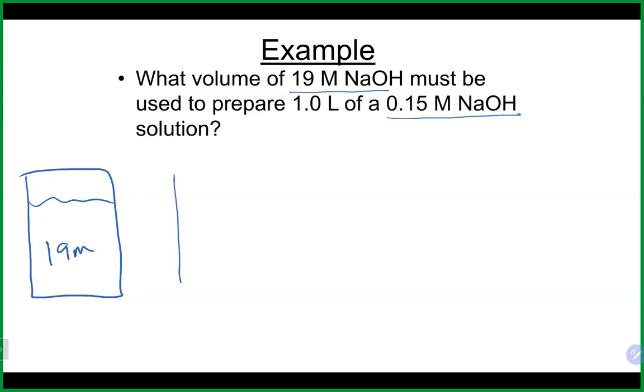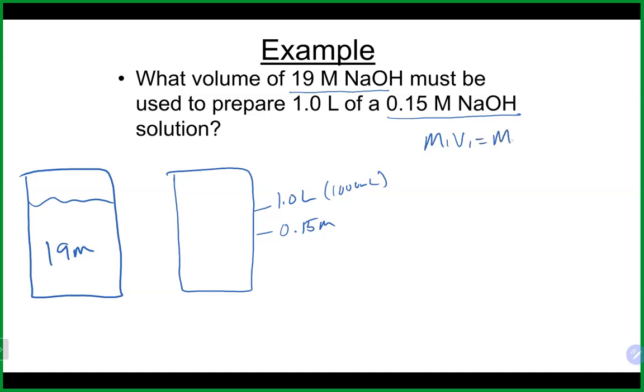And we want to make a new solution that has a total volume of 1 liter, or 1,000 milliliters, and has a molarity of 0.15 molar. So we could use our dilution equation to help us figure that out. M1V1 equals M2V2. It doesn't really matter which one you label ones or twos, as long as you keep the appropriate numbers together. Obviously, these two go together and this one doesn't.